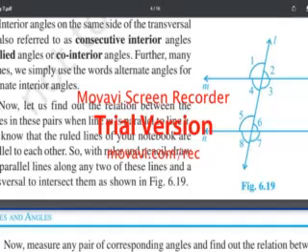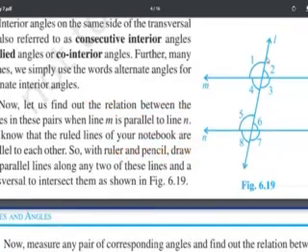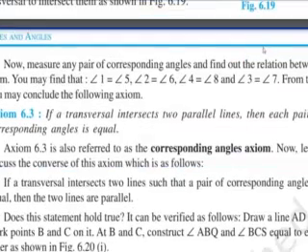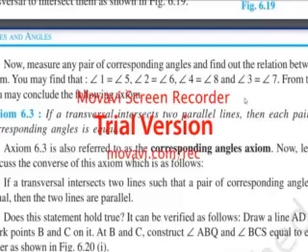To draw parallel lines, you have to draw the transversal line as it has been shown over here in figure 6.19. Now measure any pair of corresponding angles and find out the relation between them. You will find angle 1 is equal to angle 5. 1 and 5 are corresponding angles.